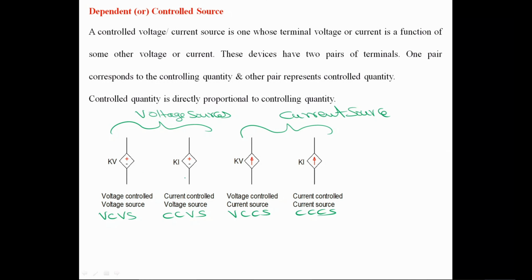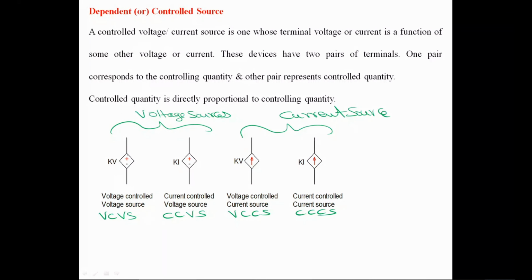Independent sources are represented with a circle, within that either polarity or current direction arrow for voltage and current sources respectively. Similarly, dependent or controlled sources are represented with a diamond symbol, within that either polarity or an arrow for voltage dependent or current dependent sources. Voltage sources, current sources.